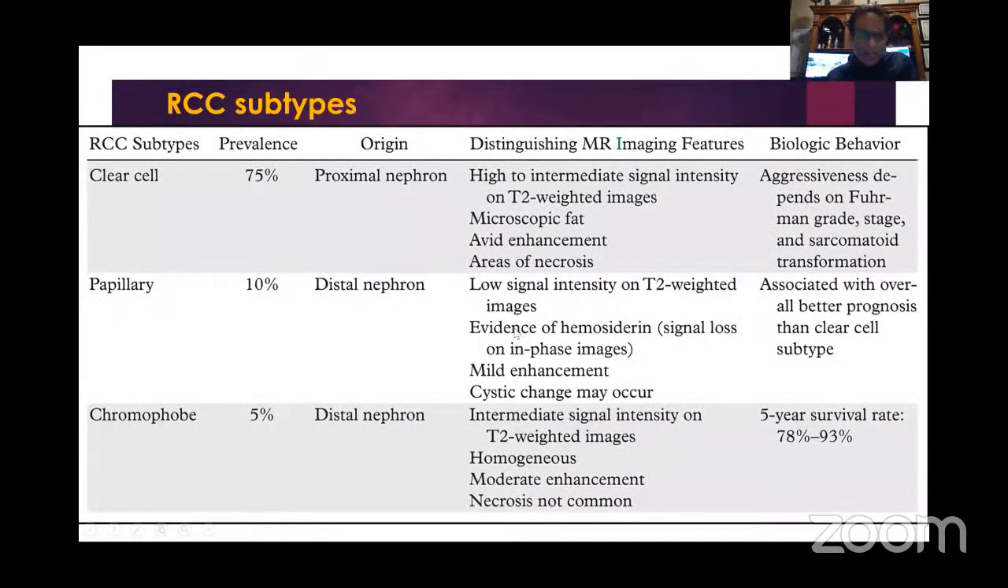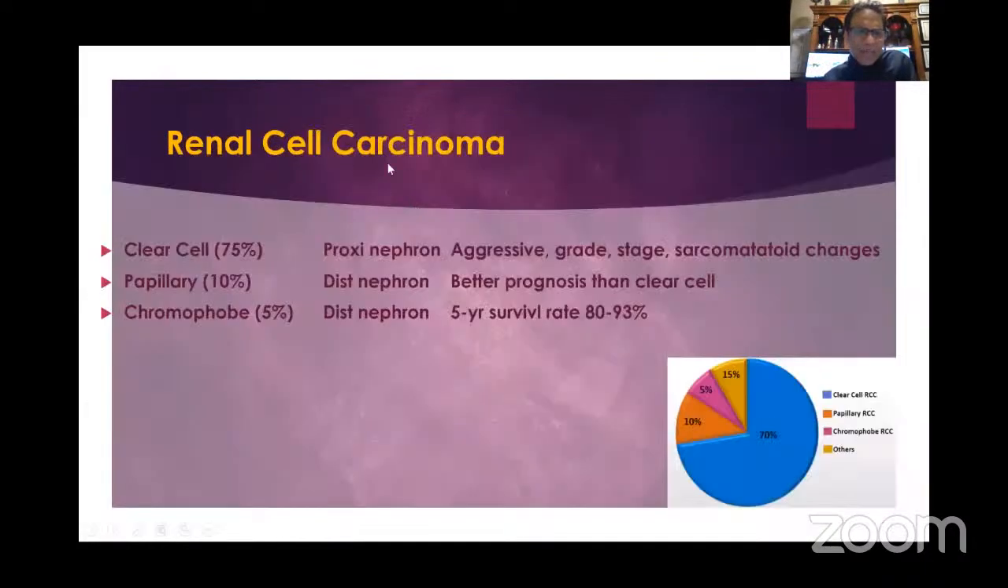This is a busy chart, but let's tease it out. The RCC subtypes are clear cell, which is by far the most common, papillary, and chromophobe. It's important to differentiate between these three, as clear cell carcinoma tends to be very aggressive depending on its grade and stage and sarcomatoid changes.